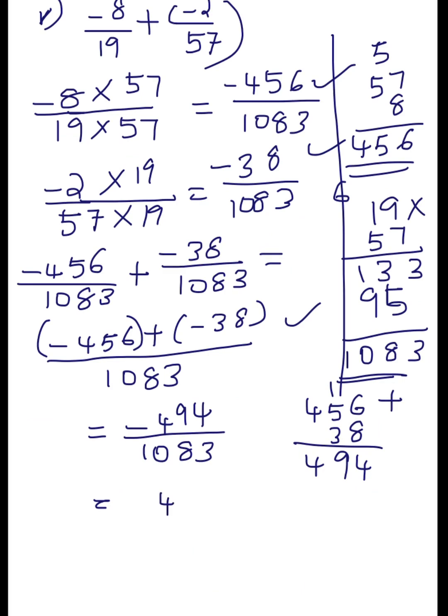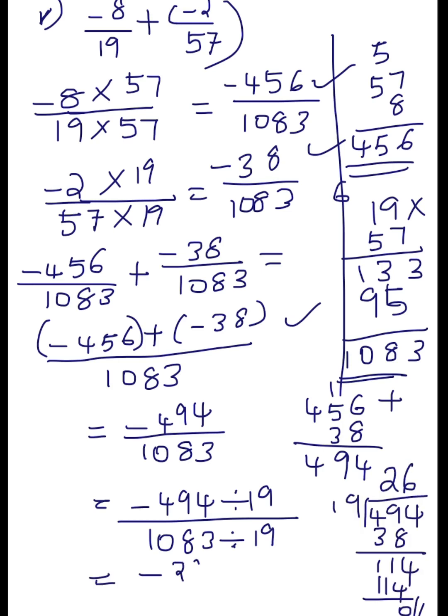Now you have to divide both by the common factor, and you will find that it's 19. So if you divide both numerator and denominator by 19, then what will you get? 494 divided by 19. Let's do that. So its answer will be minus 26. Now what is 1083 divided by 19? You already know that 19 into 57 is 1083. So 1083 divided by 19 will be 57. Okay. So our answer is minus 26 by 57. That will be the answer for the fifth question.